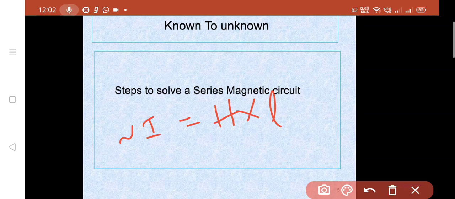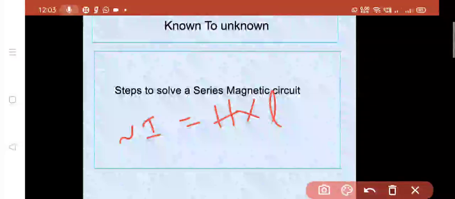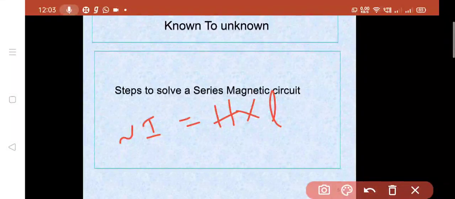This is the general procedure for calculating the total ampere turns of the magnetic circuit. There may be slight changes in the procedure depending on the given data. So follow these seven steps, and depending on the given data, you can solve the problems.